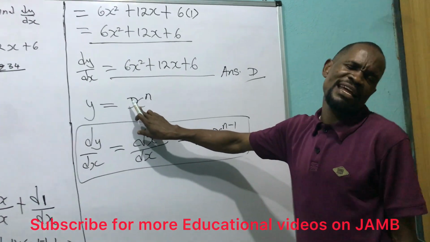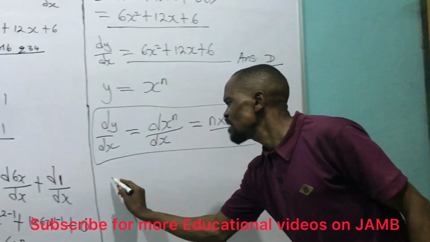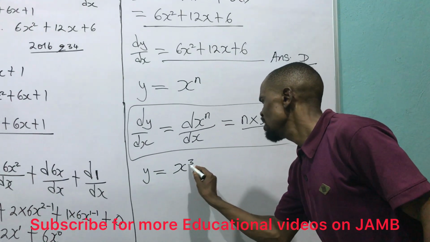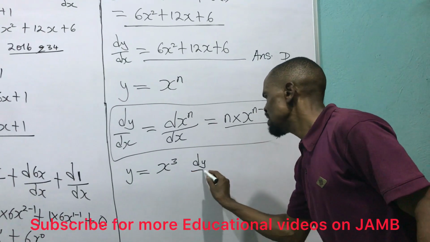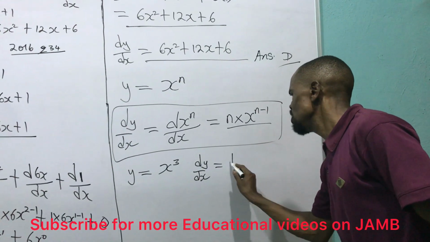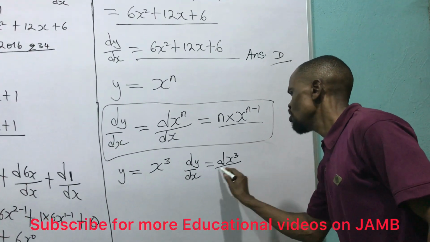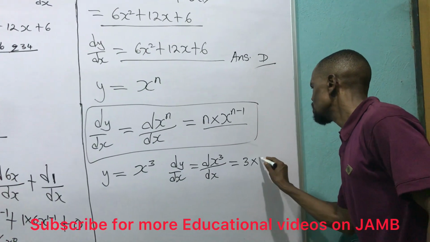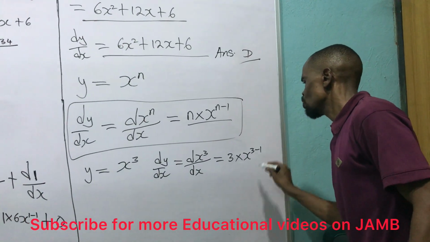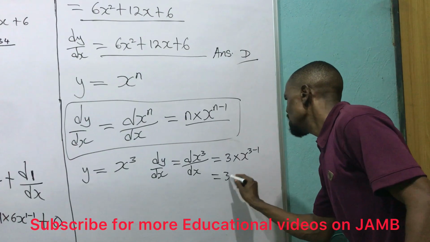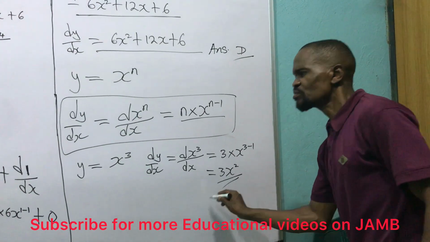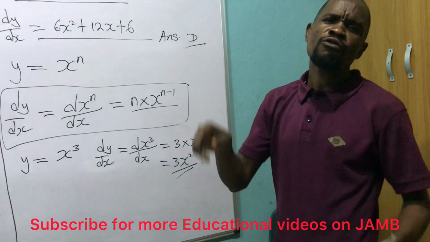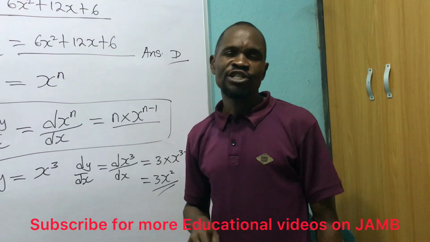This x can be anything. So if I have, for example, y equals x raised to the power 3, then my dy/dx is equal to d(x^3) all over dx, and is equal to 3 times x raised to the power 3 minus 1, and is equal to 3x raised to the power 2.